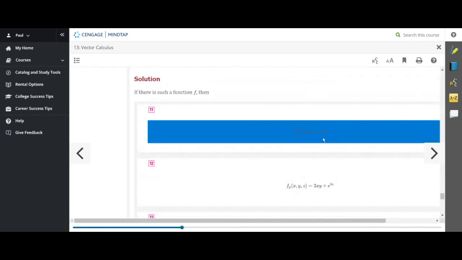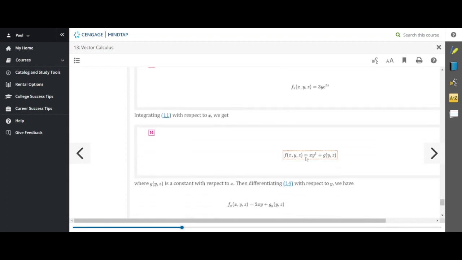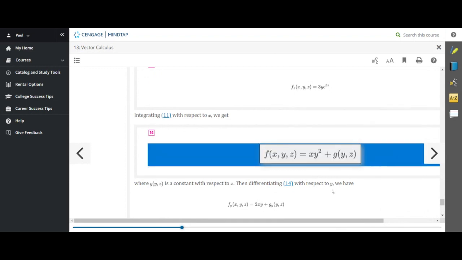So what they do is they say, okay, here is this first equation: the partial derivative of f with respect to x equals y squared. So what are you going to do? You're going to integrate that with respect to x, just like the previous problem that you had for your notes. Now the antiderivative of y squared with respect to x is y squared times x. But there's more. You have to add a function to it.